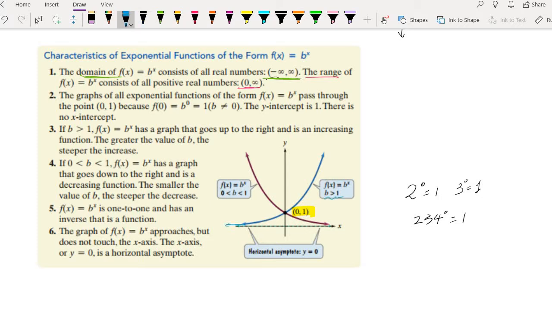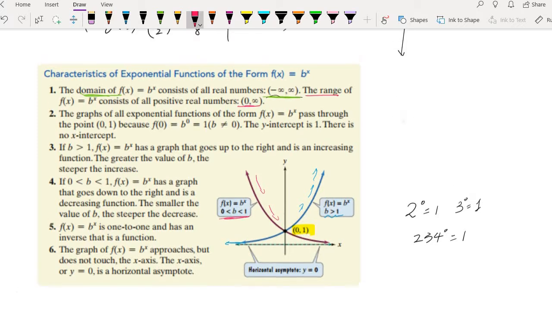If b is greater than 1, our graph is going to look like climbing a mountain, going higher. And then if we say b is between 0 and 1, this is like a slide going down. This red color right here, we're talking about this piece. That's basically sliding down, right? Going down. So that's something you need to remember.